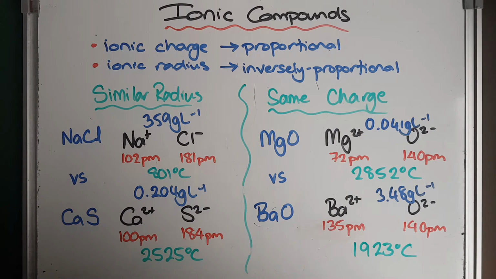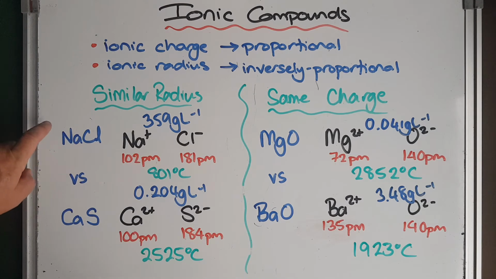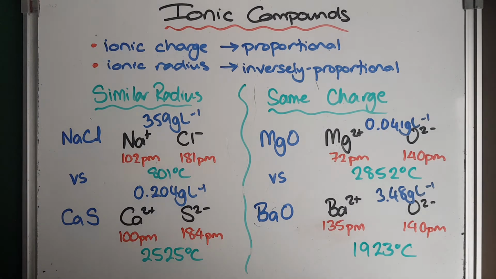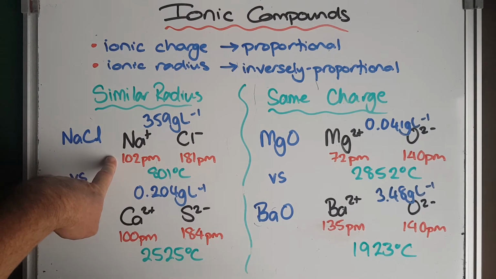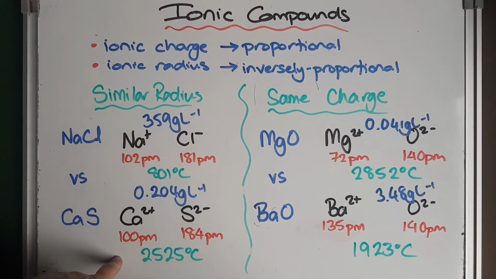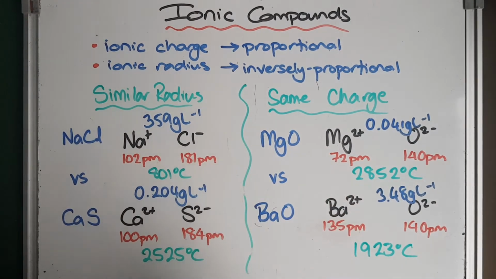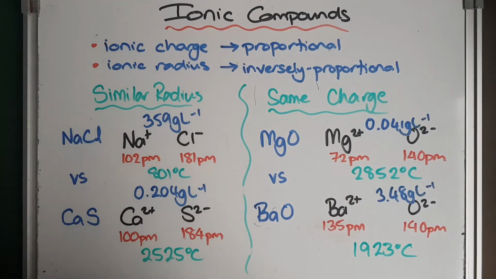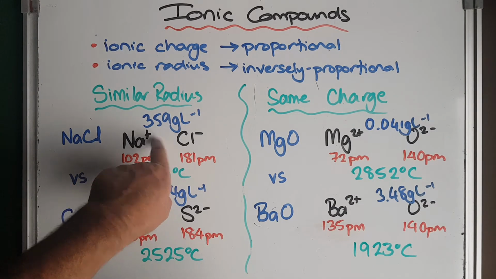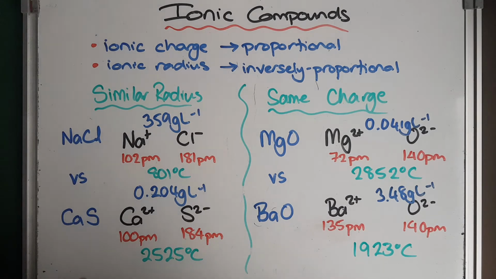So, I've taken a couple of examples to show you how this plays out. The first one is where two sets of ions have pretty much the same radii. Sodium chloride and calcium sulfide have ions with similar radii. The sodium ions are 102 picometers and the calcium ions are 100 picometers. That's pretty much the same. The chloride ions are 181, the sulfide ions are 184. That's pretty much the same. But what's different is the charge. Sodium and chloride are +1 and -1 respectively. Calcium and sulfide are +2 and -2 respectively.